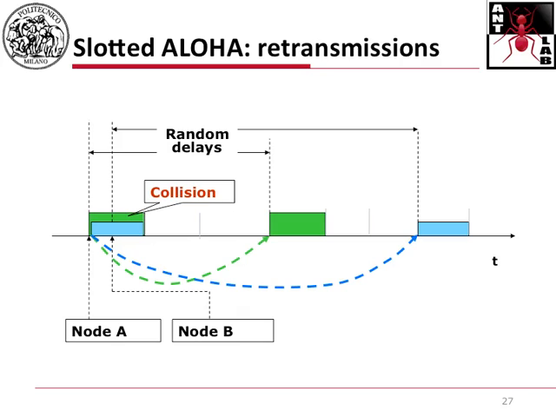Okay? So in slotted aloha, I can collide the first time, but then the probability that I keep on colliding is lower and lower as I keep on colliding. Okay?